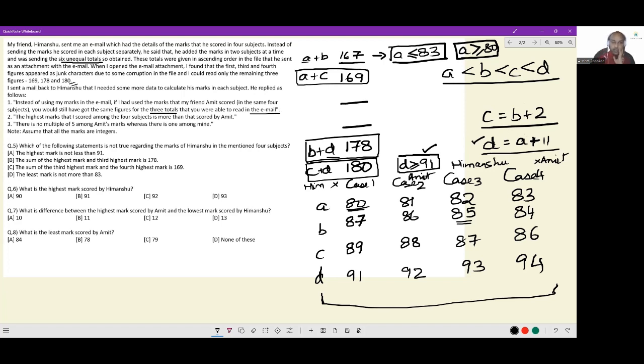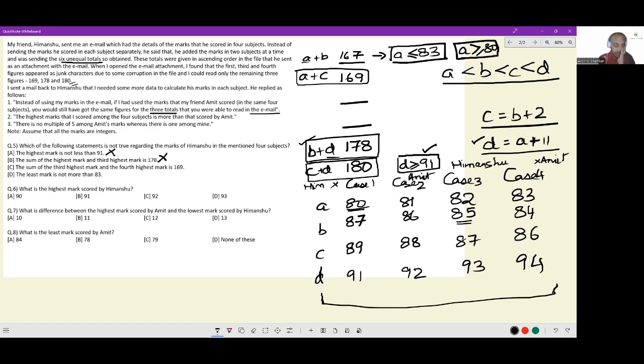Let us get to individual questions. Which of the following statements is not true regarding the marks of Himanshu in the mentioned 4 subjects? The highest mark is not less than 91. The highest mark is 93. So this is true. Cannot be the answer. The sum of the highest mark and the third highest mark is 178. Highest mark and the third highest mark is basically B plus D. It is 178 regardless of what case you take.